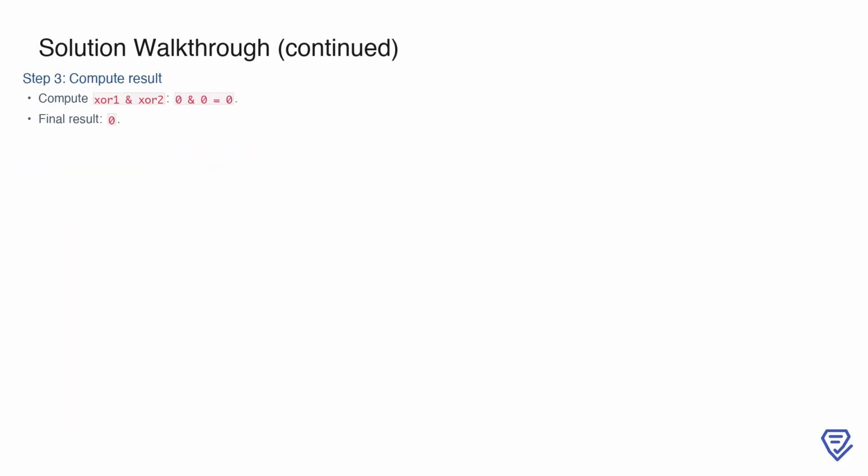With both XOR1 and XOR2 being 0, we calculate the result by performing the bitwise AND of these two values. Specifically, we compute XOR1 AND XOR2, which is 0 AND 0. This evaluates to 0, making the final result of this example 0. Through these examples, we've demonstrated the step-by-step process for computing the XOR sum of all pairs bitwise AND efficiently, leveraging the properties of XOR and AND operations to simplify the calculations.